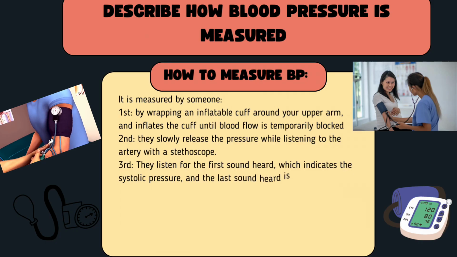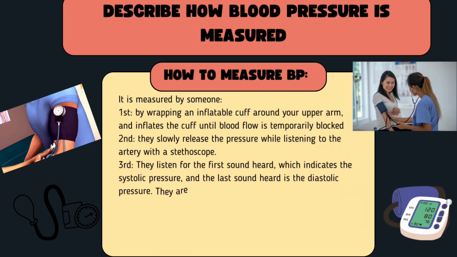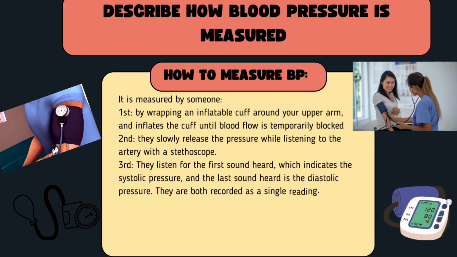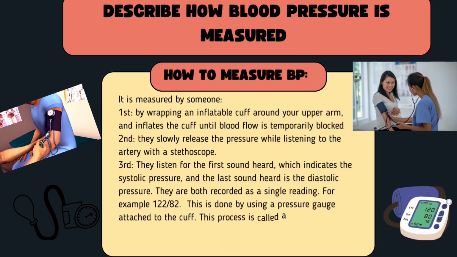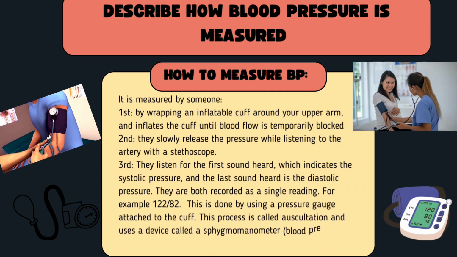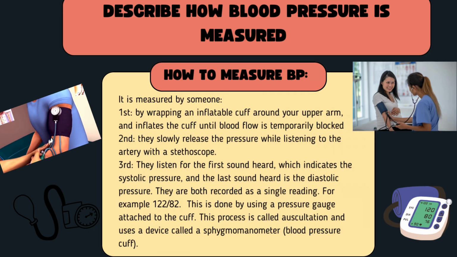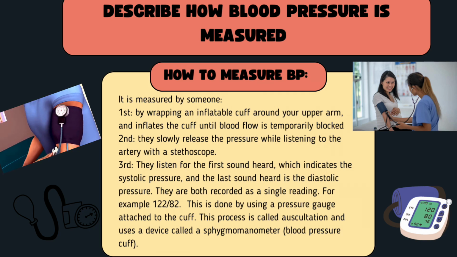Third, they will listen for the first sound heard, which indicates the systolic pressure, and the last sound heard is the diastolic pressure. They are both recorded as a single reading, for example, 122 over 82. This is done using a pressure gauge attached to the cuff. This process is called auscultation and uses a device called a sphygmomanometer, which is a blood pressure cuff.